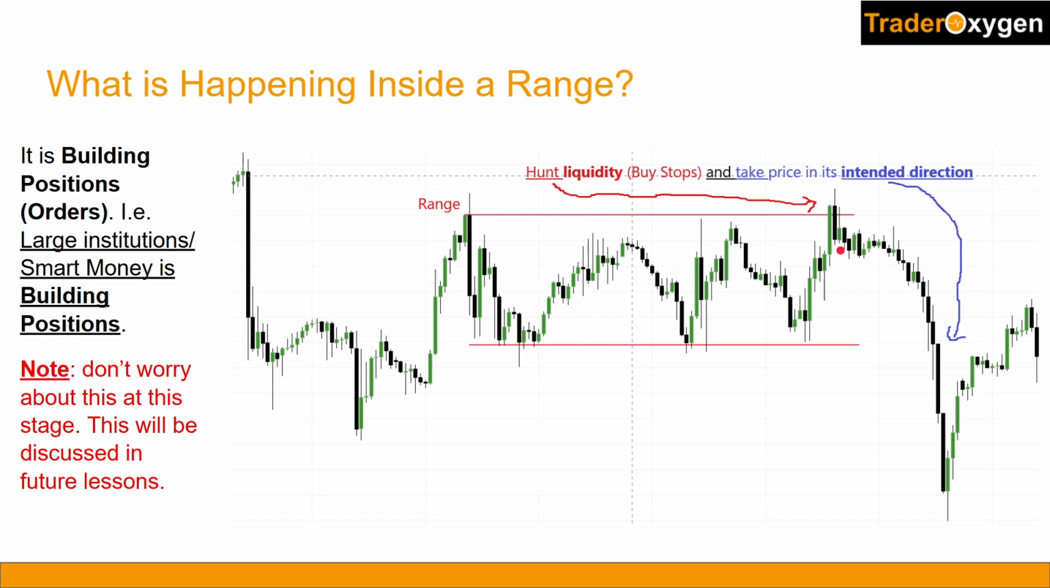For example, if the banks and large organizations want to move the price down, that means they have to sell. But in order for them to sell, they need the opposite party. That means they need someone to buy. In the previous slide, we said you've got buy stops here. So large institutions will sell in large quantities into those buy stops. It's known as a liquidity hunt. So the smart money grabs liquidity. That means they sell into those buy stops in large quantities, and then they take the price in their intended direction. Once again, don't worry.